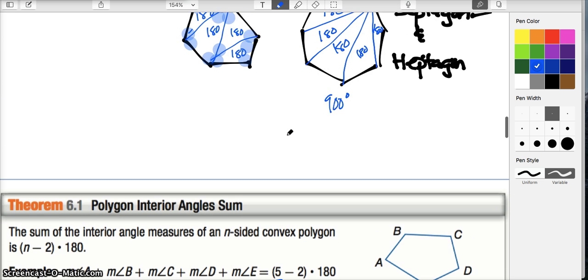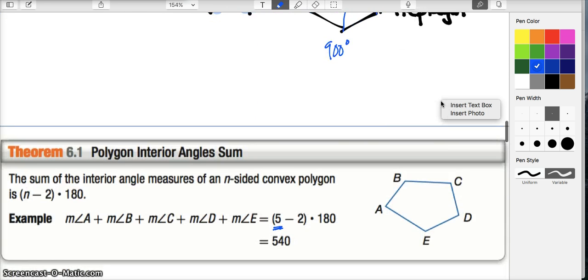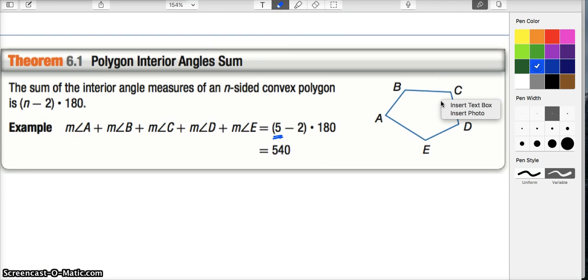Let's look at our picture one last time. So this is a 5-sided figure. Subtract 2, you get 3 triangles. Here's a 4-sided figure. Subtract 2, 2 triangles. 6-sided figure. Subtract 2, 4 triangles. And 7-sided figure, and so on and so on. When you subtract 2, you multiply by the number 180 to get the interior angle sum.